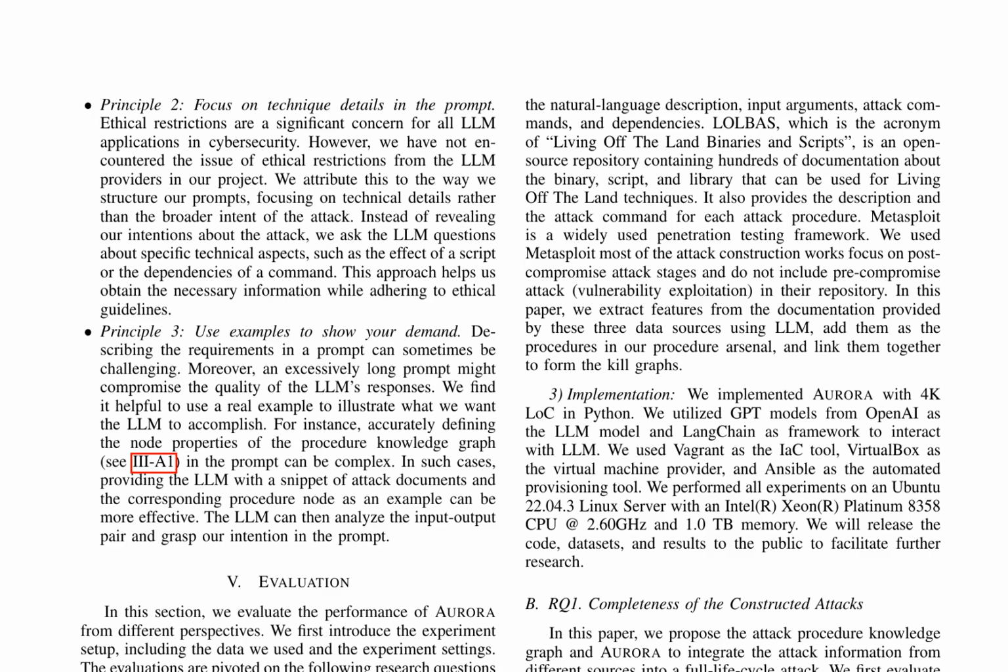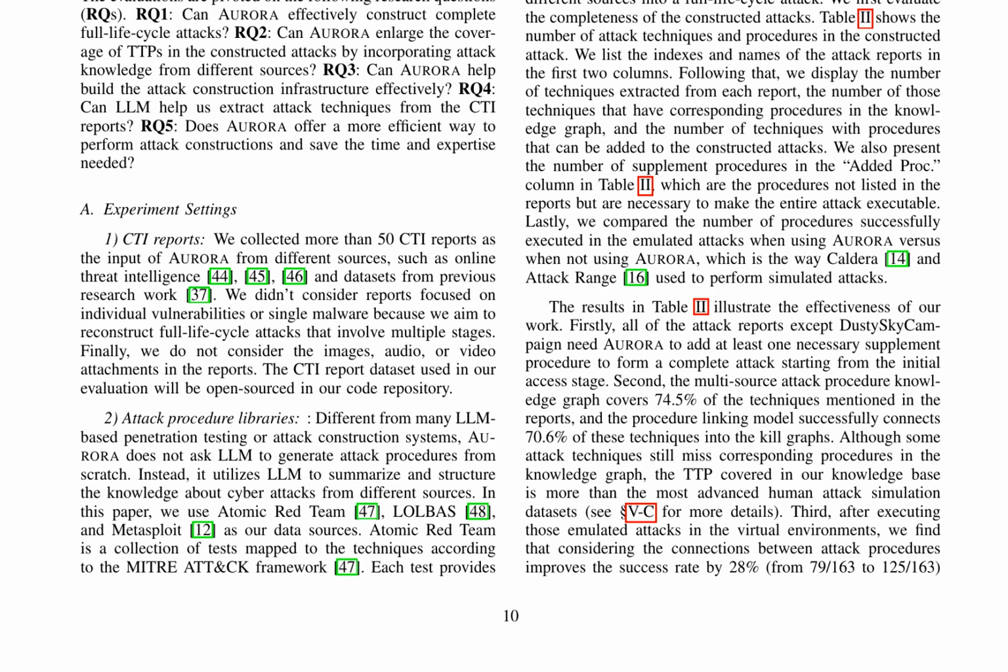The evaluation of AURORA's performance is presented, with a focus on different perspectives such as the completeness of constructed attacks, the coverage of tactics, techniques, and procedures, TTPs, in the constructed attacks, the effectiveness of the attack construction infrastructure, the ability of LLM to extract attack techniques from CTI reports, and the efficiency of AURORA in performing attack constructions and saving time and expertise. The results illustrate the effectiveness of AURORA in constructing full lifecycle attacks, improving the success rate of emulated attacks, and covering a wide range of TTPs.